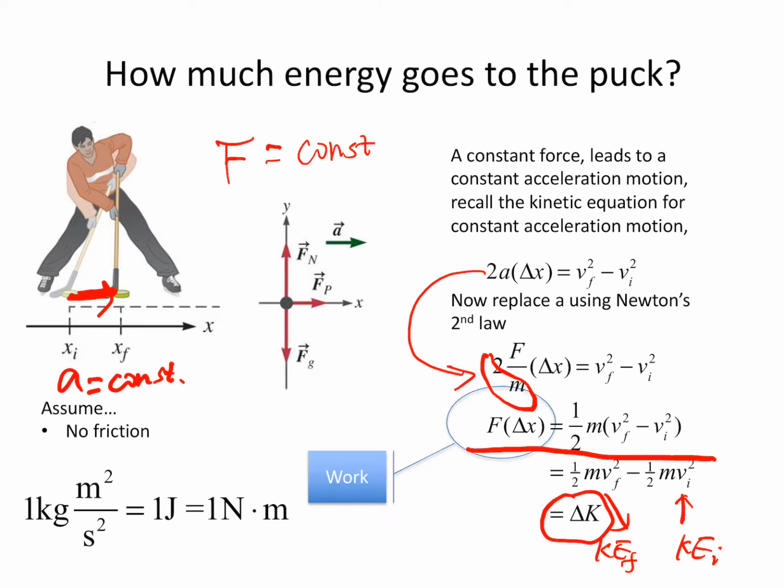Now this F times displacement, force times displacement, we call it work done by the force. So the work done by the force can be calculated using the force and the displacement. Now this is a special scenario. The force is in the same direction as the displacement. And of course, we assume there's no friction in this case. So force times displacement gives us work.